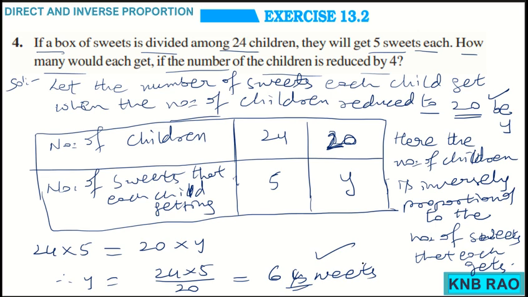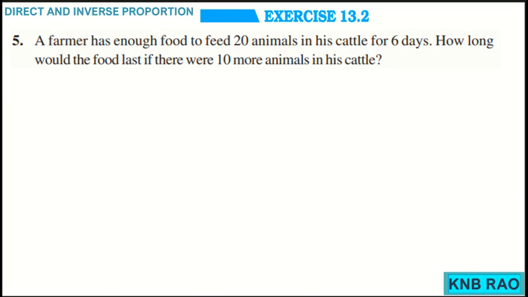So, write the conclusion. This is how we solve this sort of question. Now, henceforth, I will not write all the working steps, I will draw only the table and go for the solution. Coming to question number 5, a farmer has enough food to feed 20 animals in his cattle for 6 days. How long would the food last if there were 10 more animals?